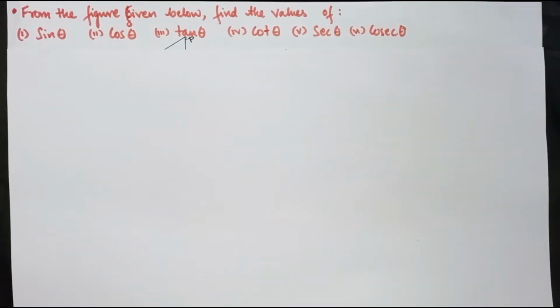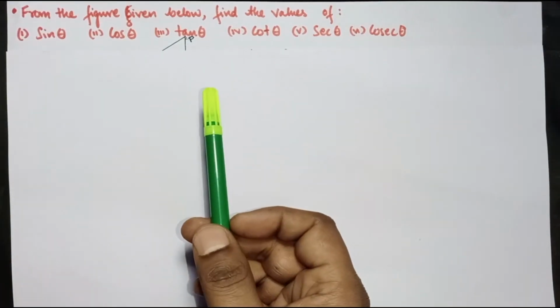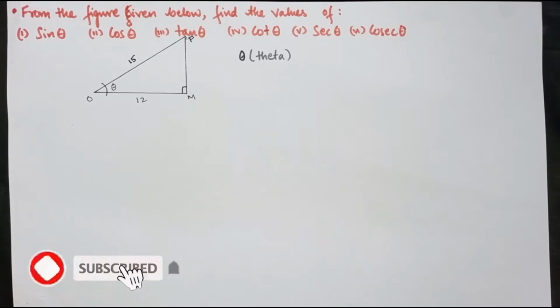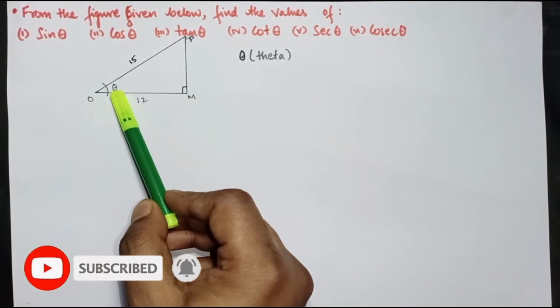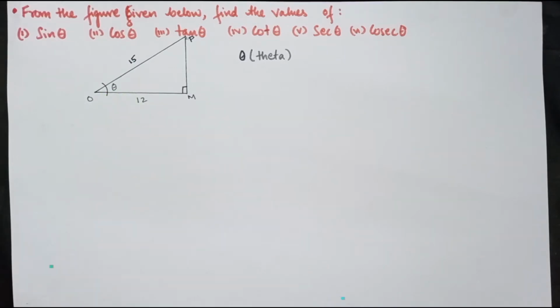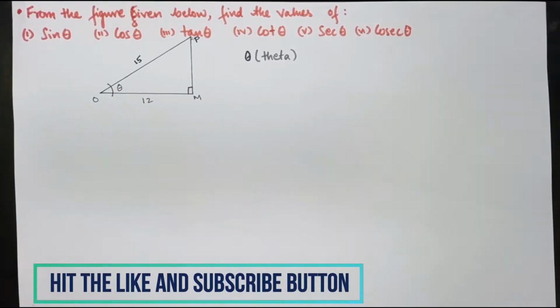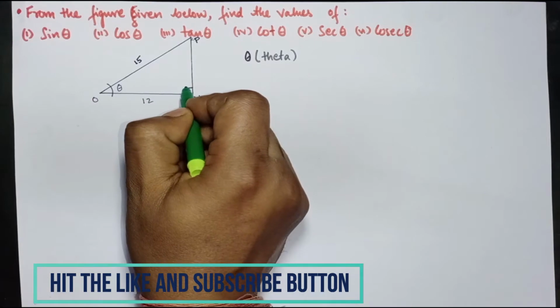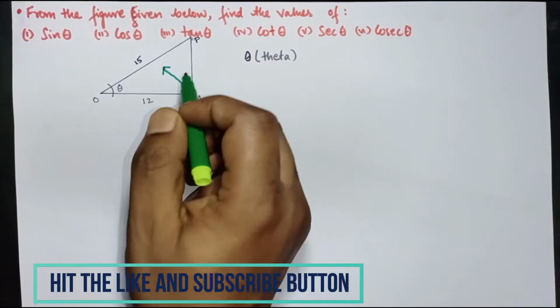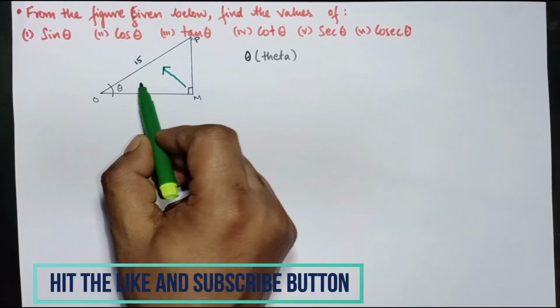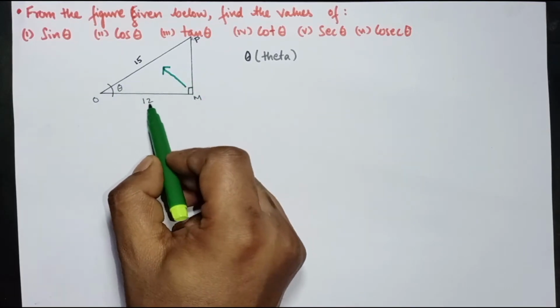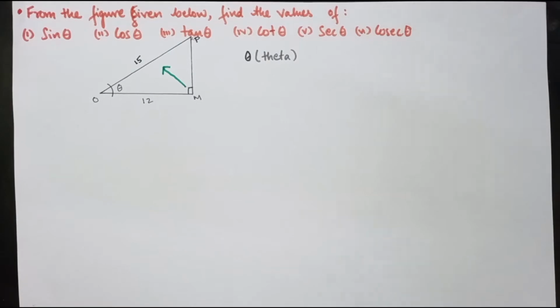As you know, it's about the triangle. So we have a right angle triangle PMO. Angle theta is given. Already I have told you that the opposite of 90 degree is always your hypotenuse. So the hypotenuse is my 15, the opposite of theta is my perpendicular, and this will be your base.